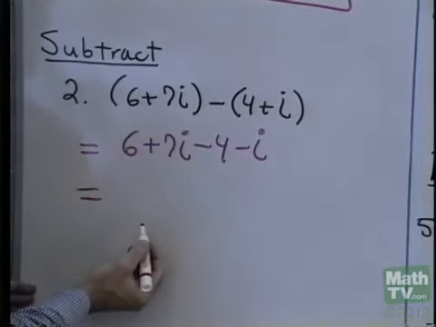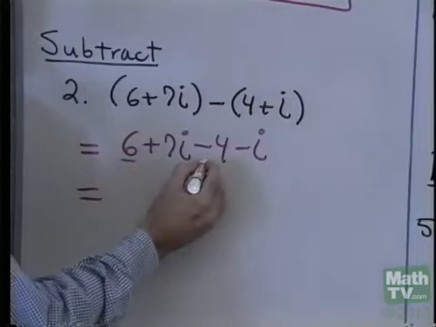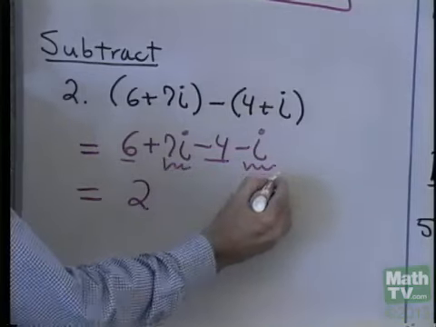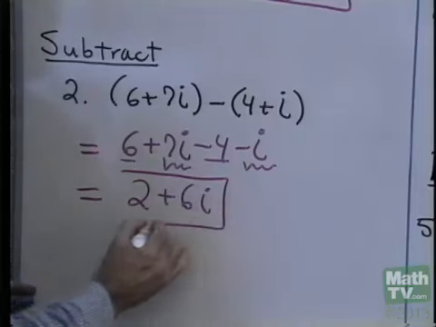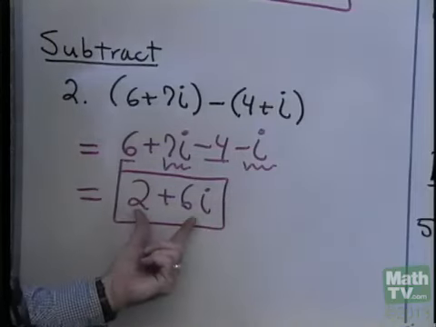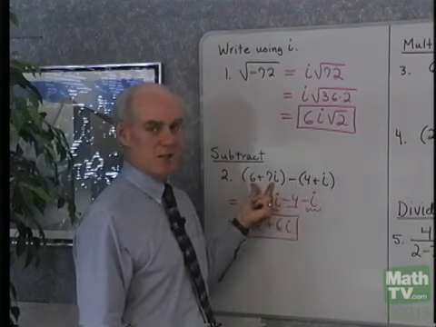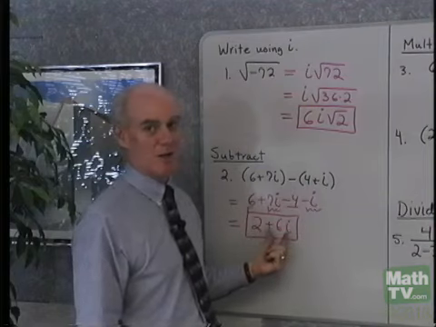Now I can combine similar terms in the same way that I combine similar terms with polynomials. 6 plus -4 will be 2. 7i plus -1i will be 6i. So this is the complex number I get, 2 plus 6i, when I subtract 4 plus i from 6 plus 7i. So here's the difference of two complex numbers, and it turns out to be a complex number.